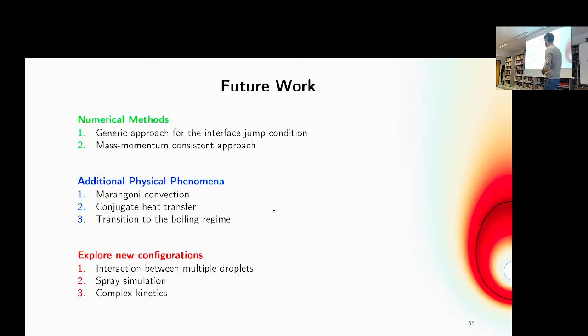And additional physical phenomena, I mentioned Marangoni convection, but also the conjugate transfer with the solid fiber is important in some situations, especially when the fiber is large. And it would be nice also to have an automatic transition from diffusion-driven evaporation to the boiling regime. This is quite easy in pure droplets, but it's quite a challenge in multi-component droplets. And then it would be nice to explore new configurations like interaction among multiple droplets and a full spray combustion simulation. Maybe at some point we will have it.